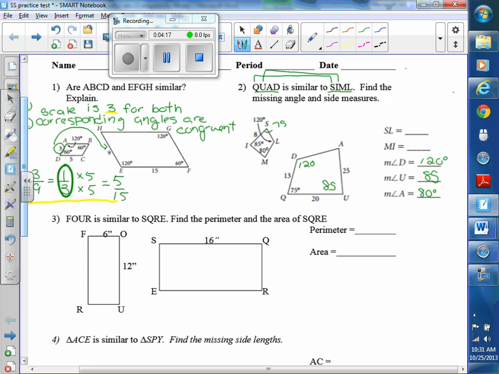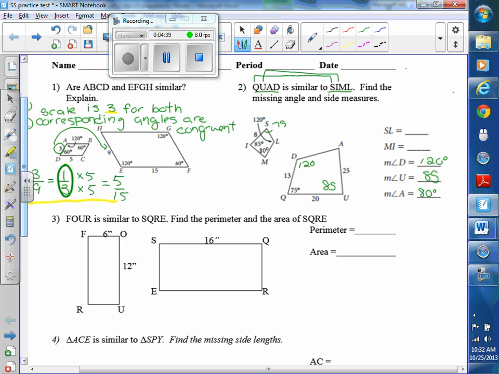The second part is since the shapes are similar. 60 and 200 and 160. Yeah, equals 360. We okay on that? Yeah.